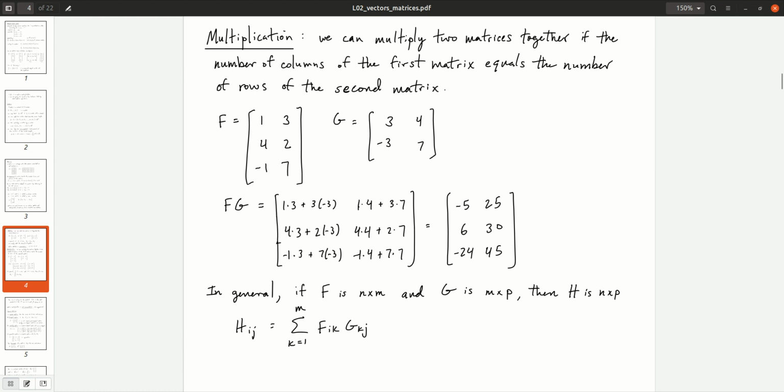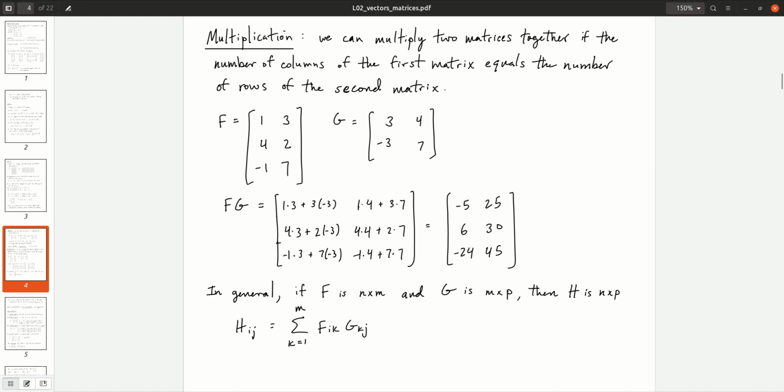To get the 1, 2 entry, since we're in the first row of F times G, we take the first row of F, and since we're in the second column of F times G, we do the dot product with the second column of G. So the 1, 2 entry of FG is 1 times 4 plus 3 times 7, which is 25.